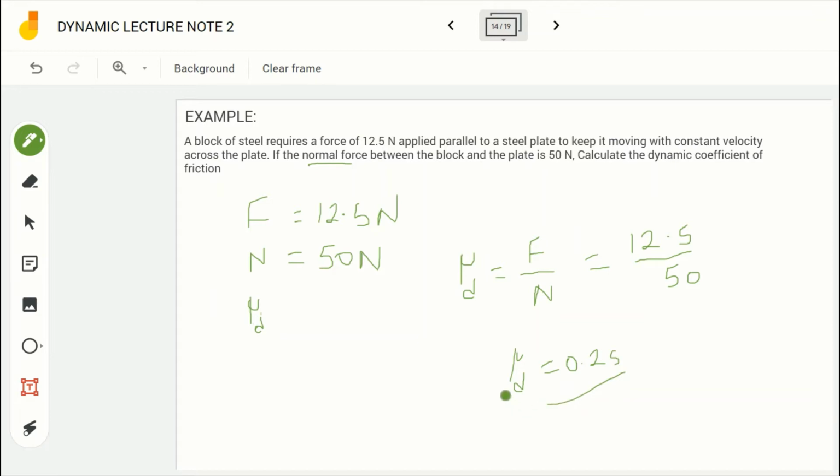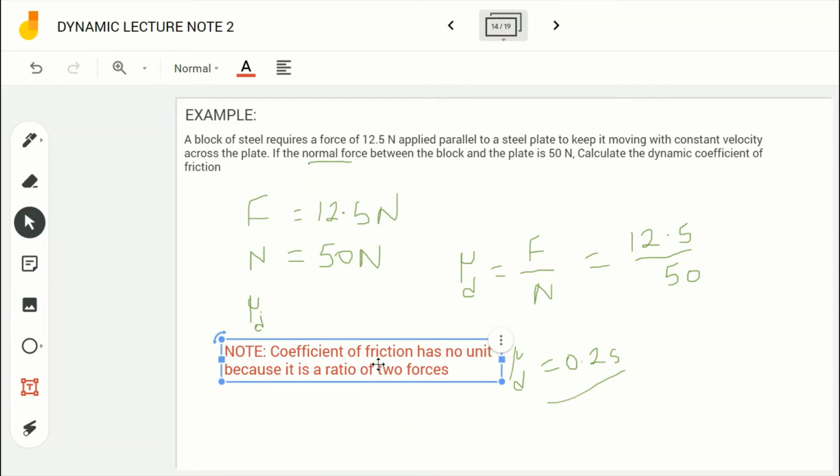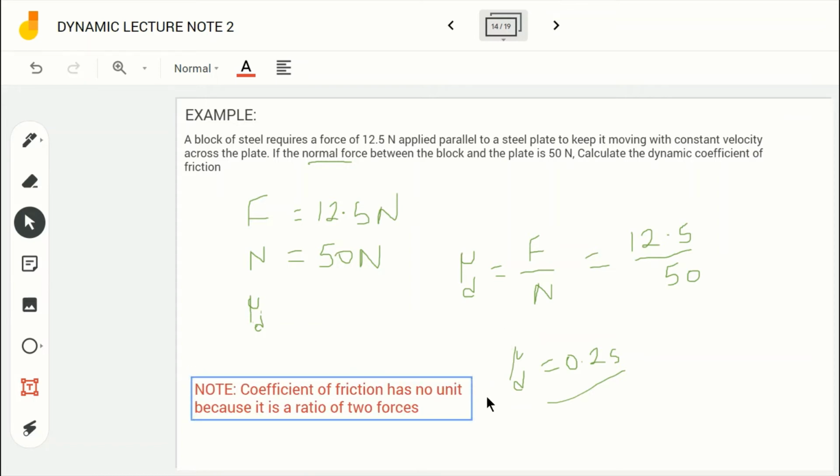Please remember that it has no units because it is a ratio of two forces. Please note that the coefficient of friction has no units because it is a ratio of two forces. So it has no units. That is very, very important, and please, we have to note that.